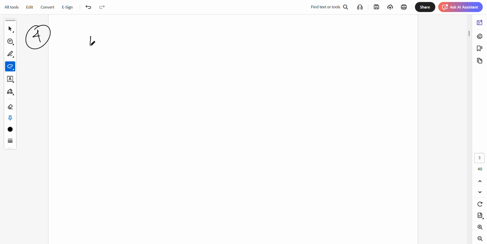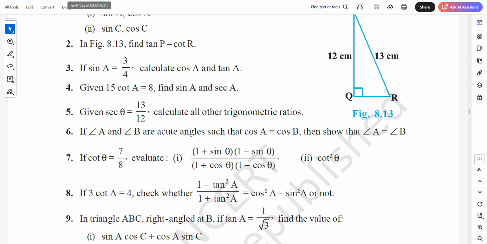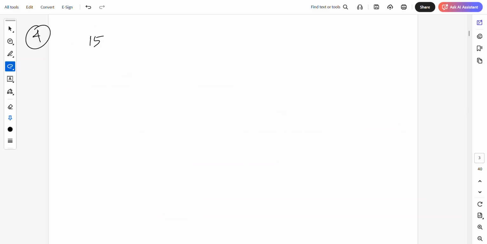They have given 15 cot A is equal to 8. Therefore, cot A will be equal to what? 8 by 15. What is tan? Tan is perpendicular by base. This is base by perpendicular.